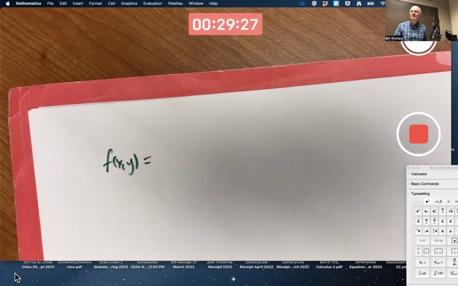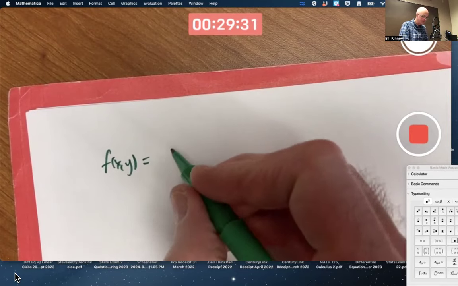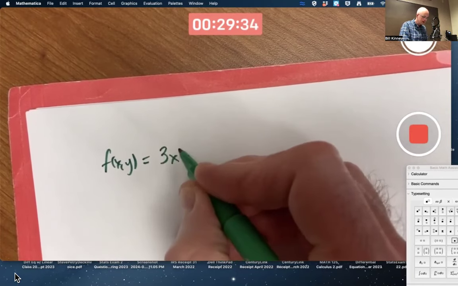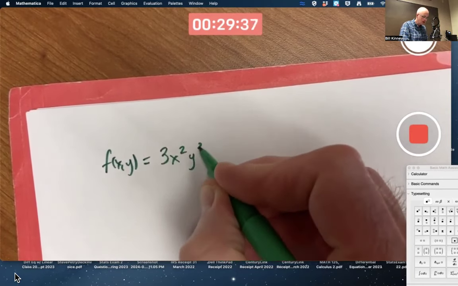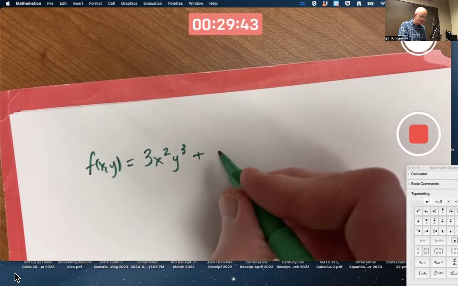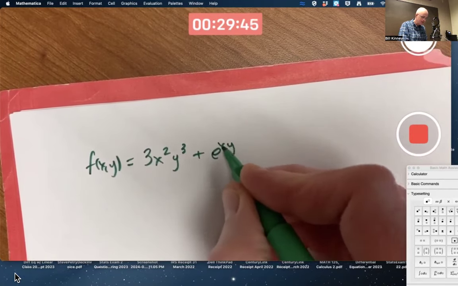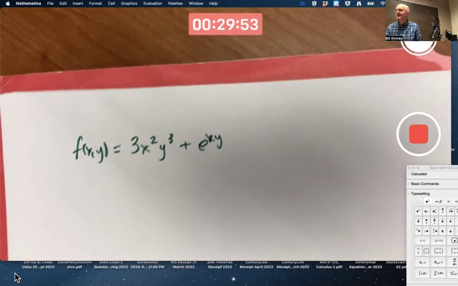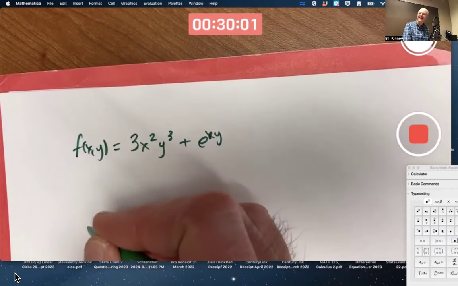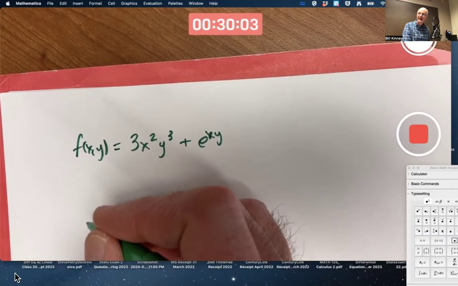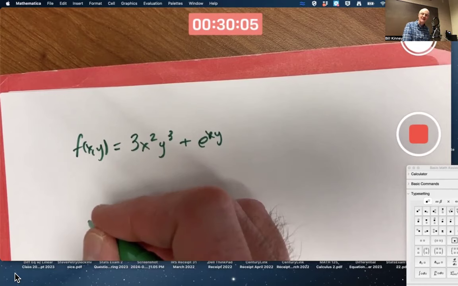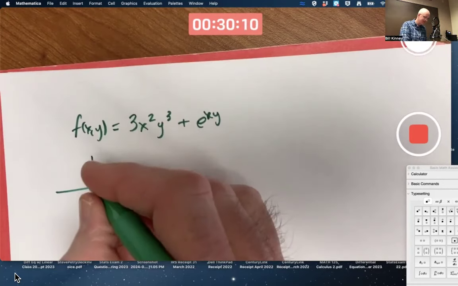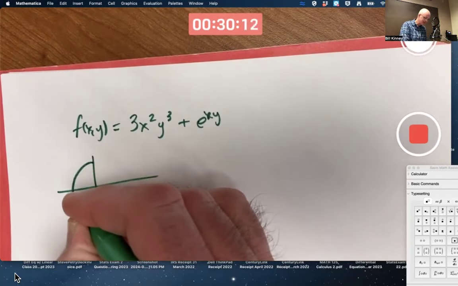Here's the hardest type of problem. You're given a function. Maybe the function is not that complicated: 3x squared y cubed plus maybe e to the xy. But the region you want to integrate this over is complicated. We probably won't be able to do this integral by hand, but let's integrate this over a disk centered at the origin of radius 2.